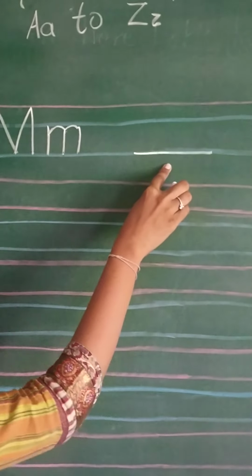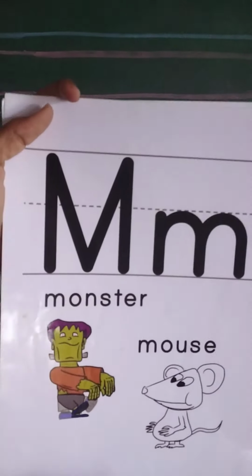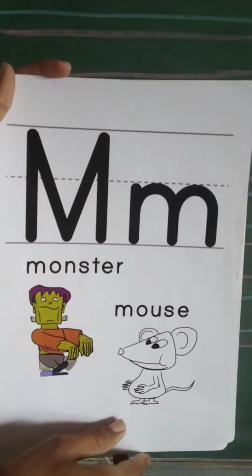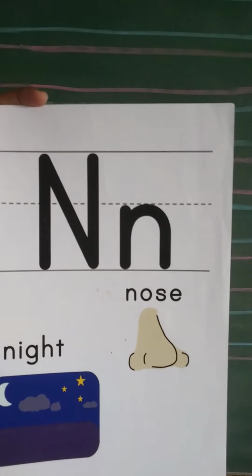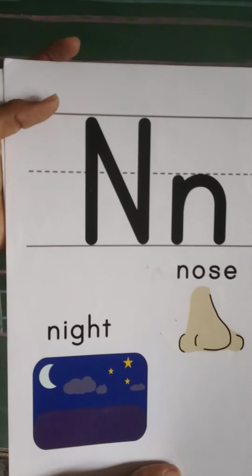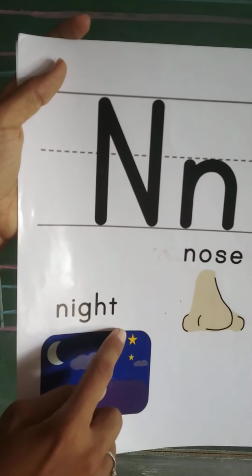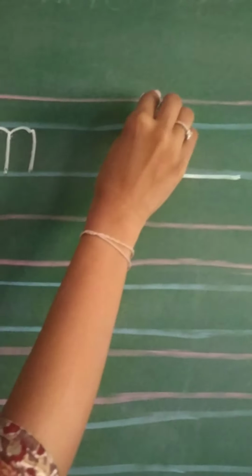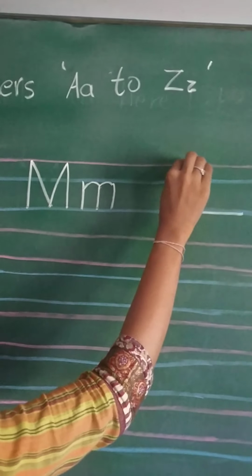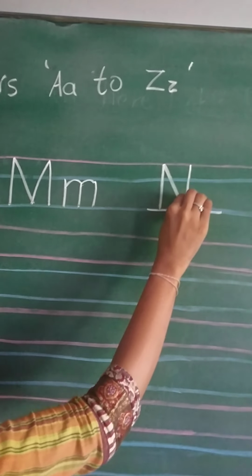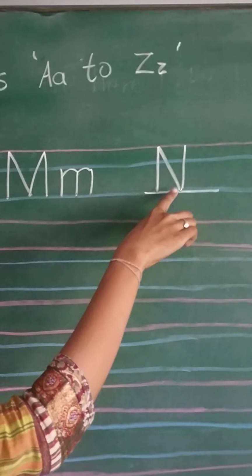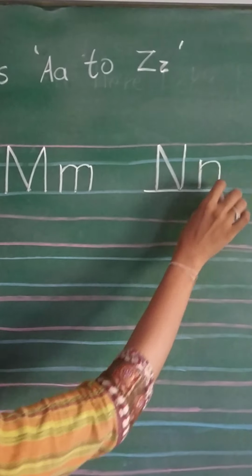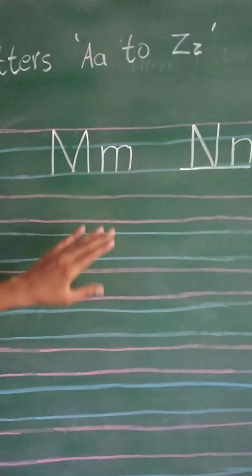M after which letter, children? M after letter. M. M monster. M mouse. M after letter N. What is the sound of N? Night. N nose. What will we write here? N. Start with me. Standing line, slant line, again standing line. This is capital N. Now small n. Standing line, curve, standing line. This is small n.